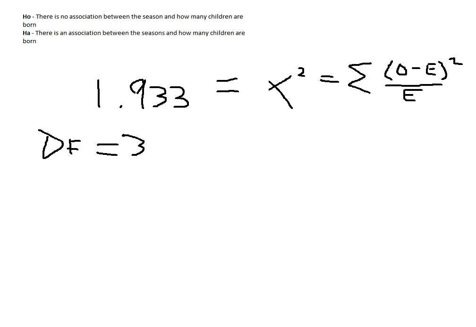The final question asks, what can you conclude about the null hypothesis at an alpha value of 0.05? At this, we'd say, at an alpha value of 0.05, we would fail to reject the null hypothesis, that there is no association between the season and how many children are born, based on our p-value that we know will be greater than 0.25.